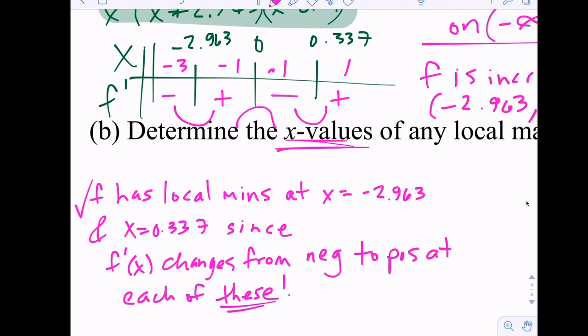Now that's a local argument. When you say that the f prime is changing from negative to positive at an x value, you're really saying immediately to the left the derivative is negative and immediately to the right it's positive. It's a local argument. And this is the easiest way to get full credit.